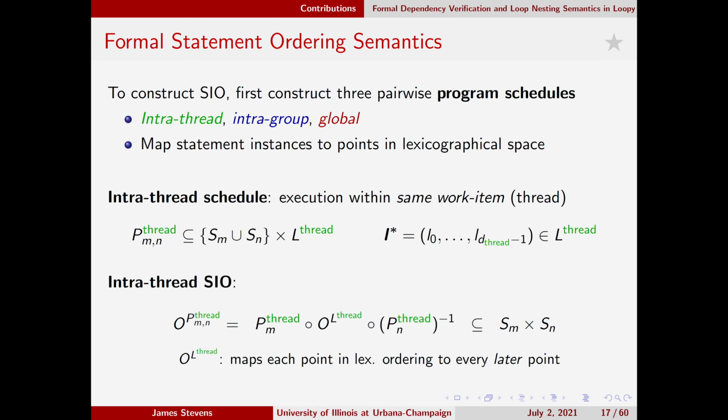Then we create the intra-thread statement instance ordering by composing pthread with this relation at the bottom, othread, which is the relation that imposes an ordering on the points in the lexicographical space. It does that by mapping each lex point to every later lex point in the ordering. That gives us the intra-thread SIO, which maps each instance of statement M to all instances of statement N that occur later, assuming these instances are all within the same thread.